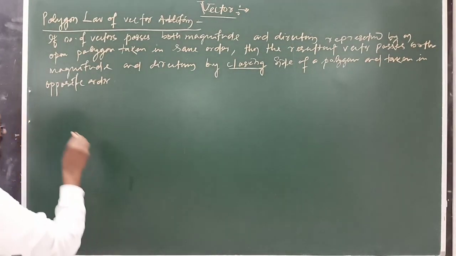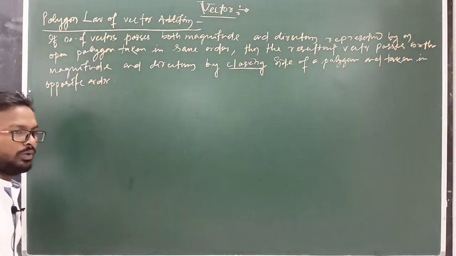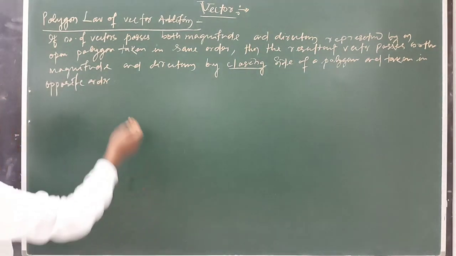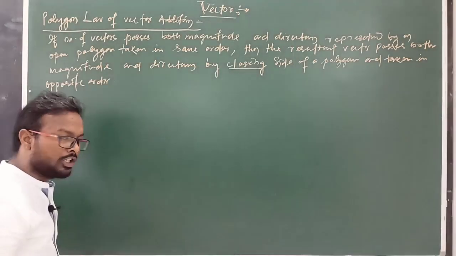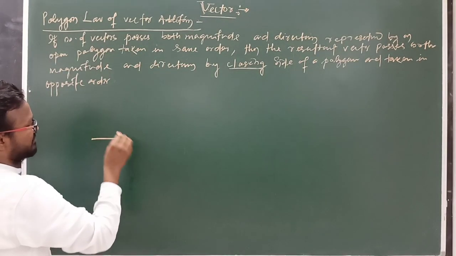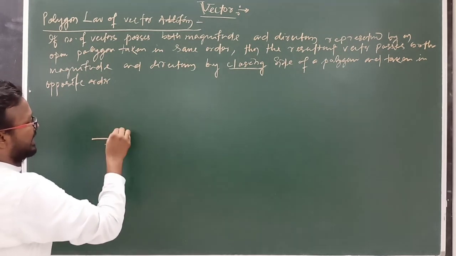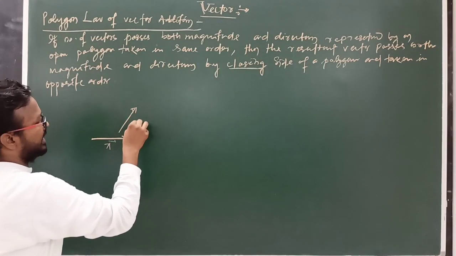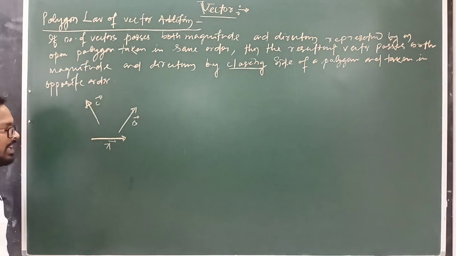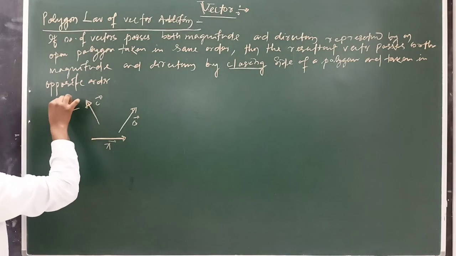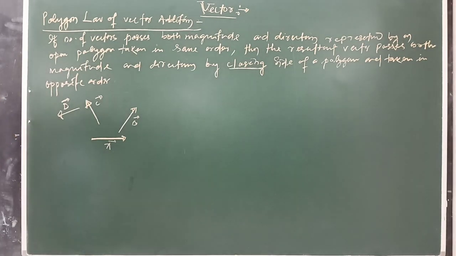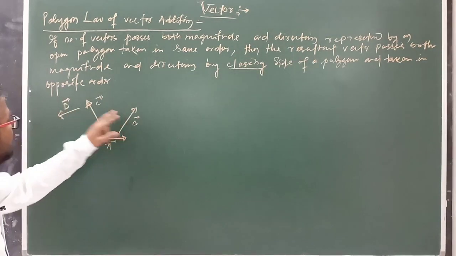Suppose there are a number of vectors, when more than two vectors are represented with both magnitude and direction. At that time we have to use the polygon law of vector addition. Clear? So suppose there is a vector in this direction, and this vector is vector A, and another vector here is vector B, and another vector is here, vector C, and you can also write another vector is vector D, in one plane. Clear? At that time we have to find the resultant vector of the sum of all these vectors.